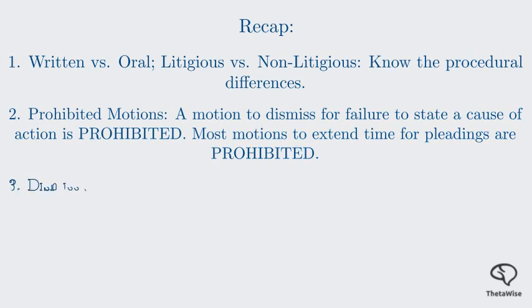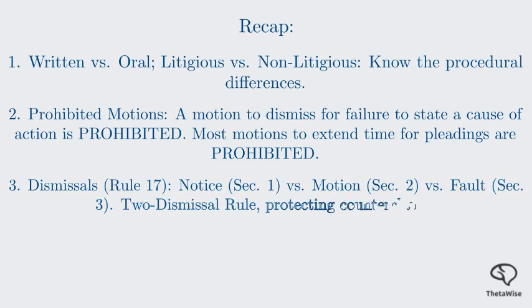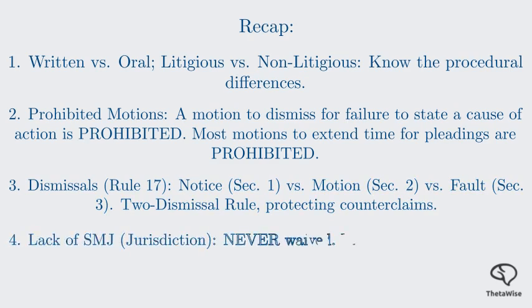Third, understand the distinctions in dismissals. A unilateral notice of dismissal can be with or without prejudice due to the two-dismissal rule. A dismissal on motion allows the defendant to protect their counterclaim, and a dismissal due to the plaintiff's fault is generally with prejudice. Finally, remember that lack of subject matter jurisdiction is never waived and never results in a dismissal with prejudice. This is a golden rule of civil procedure.